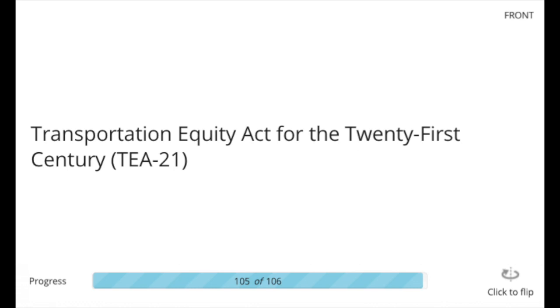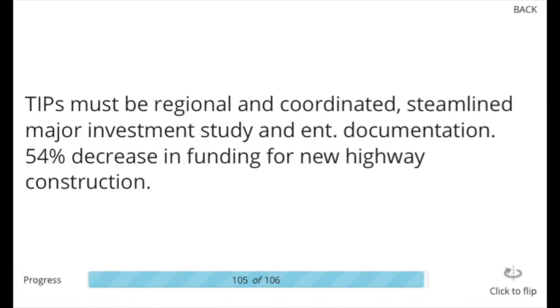And moving on to the Transportation Equity Act for the 21st century, TEA-21 as it's otherwise known. So this required TIPs, these transportation improvement programs that outline all bridge, roadway, highway projects to be coordinated. The main word from here you need to remember is just equity, because they basically realized that constructing all these highways was completely unsustainable, and it called for a 54% decrease in highway funding for new construction.